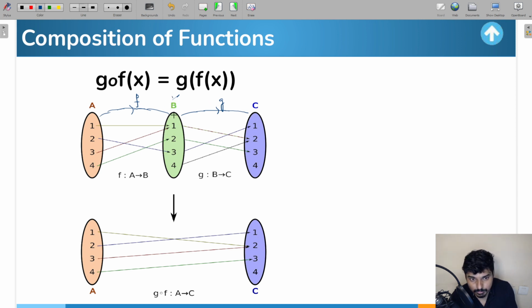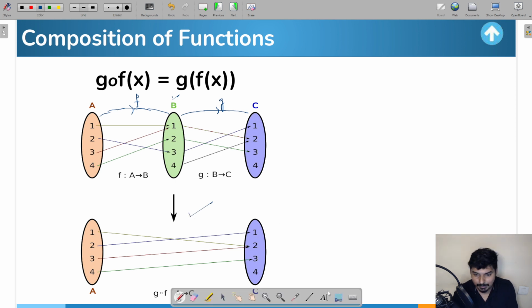I mean, B is going to be the codomain of f, and the same B is also the domain of g. So that is one important logic which you have to understand. When the codomain of f is equivalent to the domain of g, in that case, the composition of f and g is going to be possible. In that case, g circle f of x is going to be possible. And this is how g circle f of x is going to be.